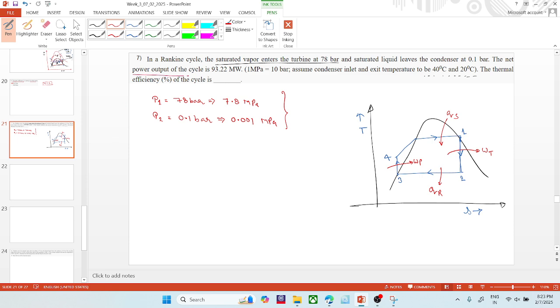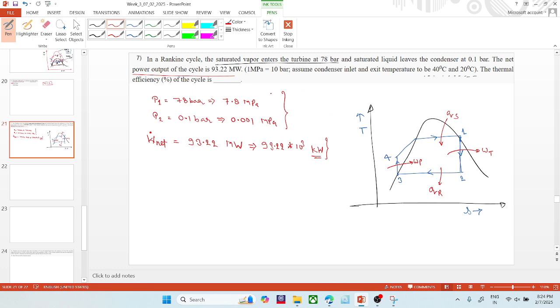Also, the net power output is provided, which would be W dot net, 93.22 megawatt, or 93.22 into 10 to power 3 kilowatt. So these are the things they have provided.